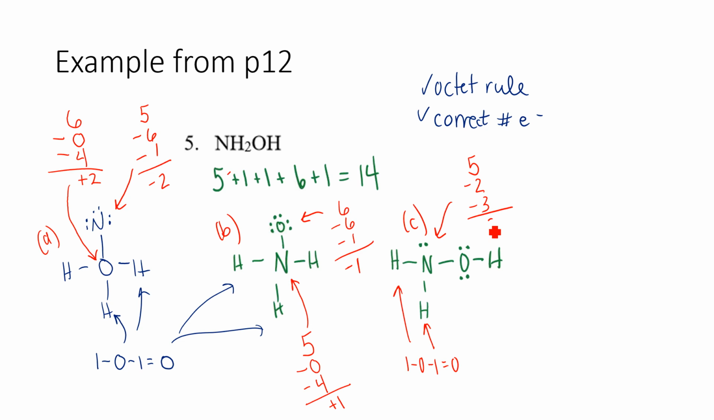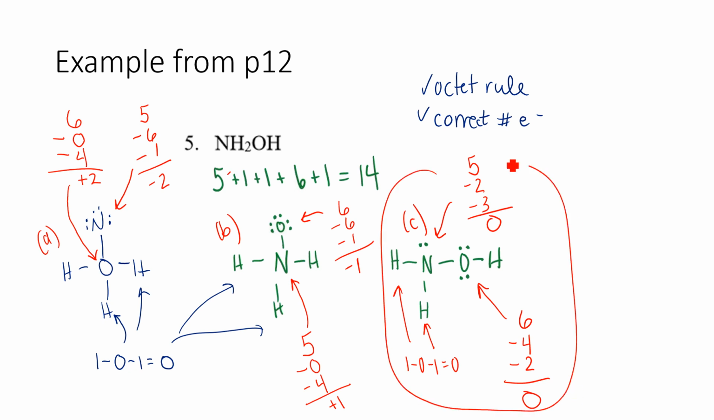So nitrogen has a formal charge of 0. That's looking good. Okay, now let's look at our oxygen. Oxygen typically has 6 valence electrons. It's in column 6. It's got 4 dots on it in this picture and 2 bonds, so it's got a formal charge of 0. So hooray, this is actually the best structure.